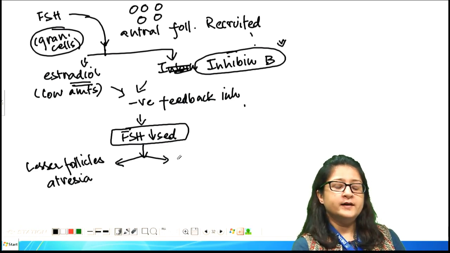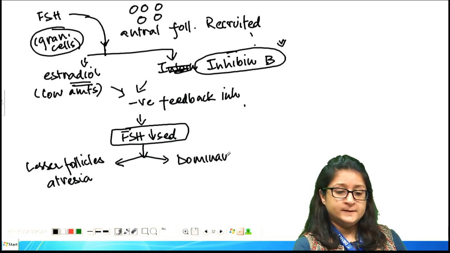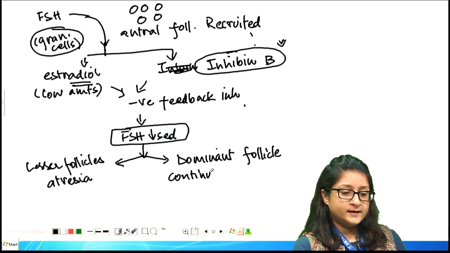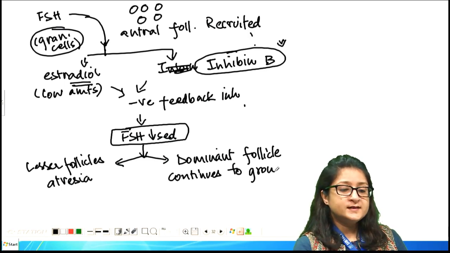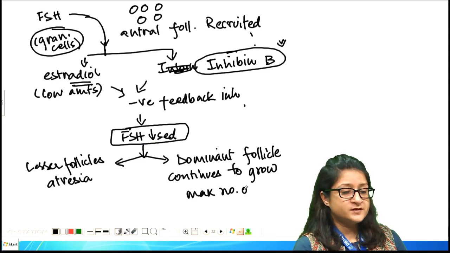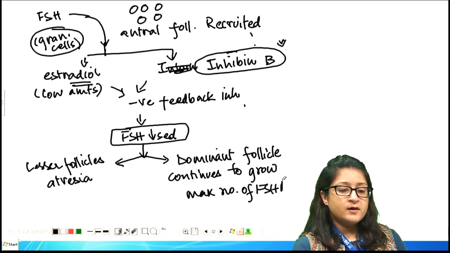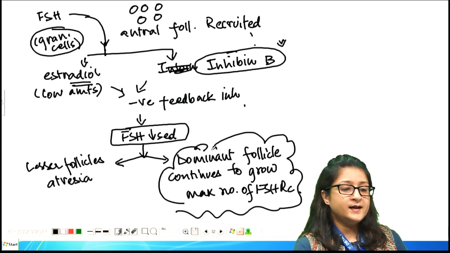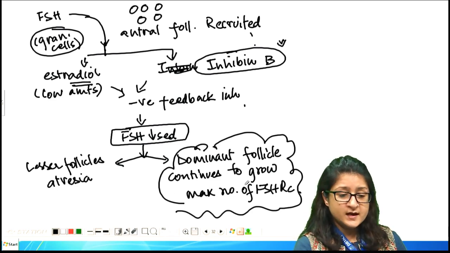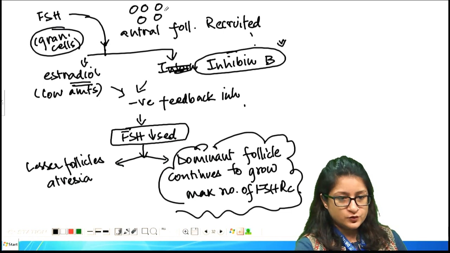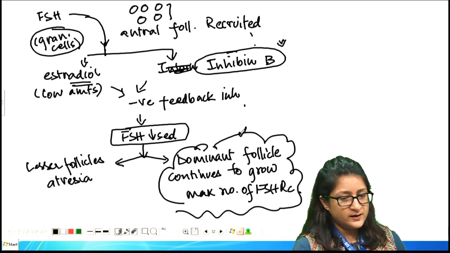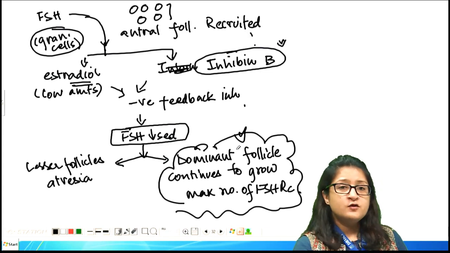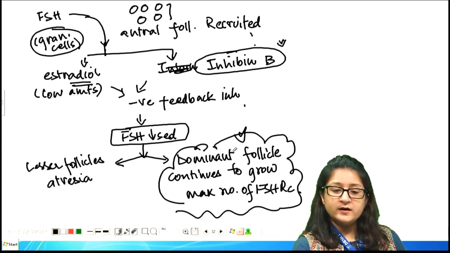This one follicle, the dominant follicle, continues to grow because it has the maximum number of FSH receptors. So even with decreasing FSH levels, this dominant follicle continues to grow. We initially began with 4 to 5 follicles, but now we have only one dominant follicle, because at the end of the day, we want only one follicle, the dominant follicle, to mature.